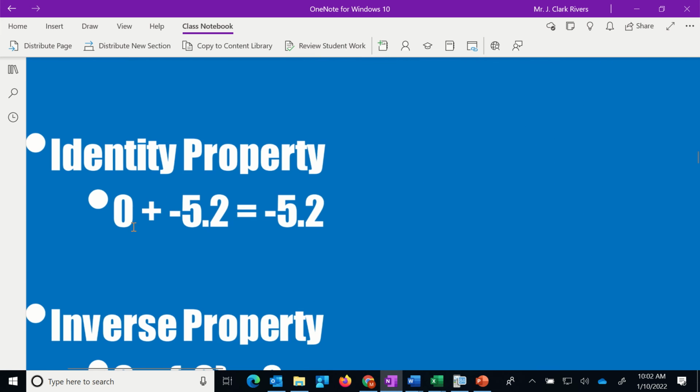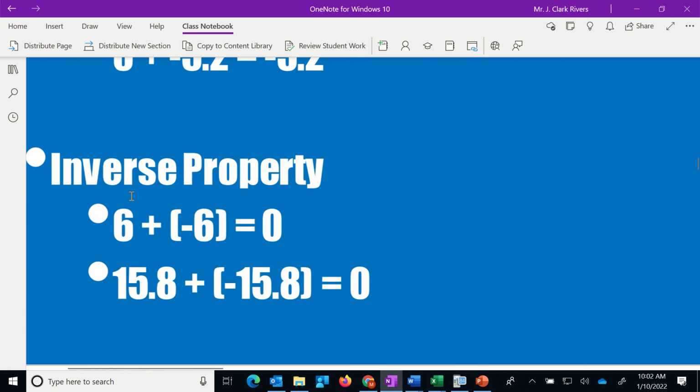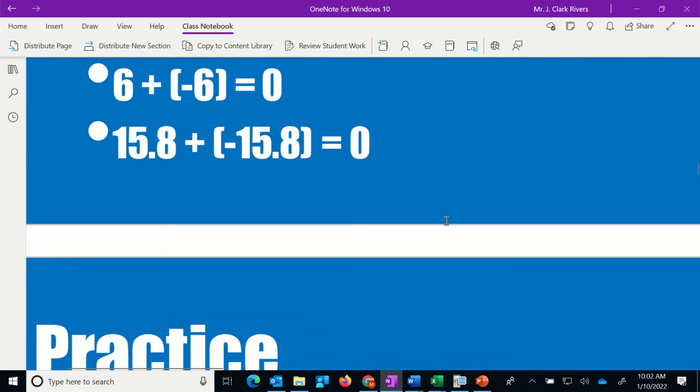The identity property is when we add 0 to something and the sum doesn't change the number. The inverse property, we add the opposite to it and we get 0, or you can say you subtract the number from it, you get 0. So like 6 plus negative 6 is 0. 15.8 plus negative 15.8 equals 0. So all these same properties apply.